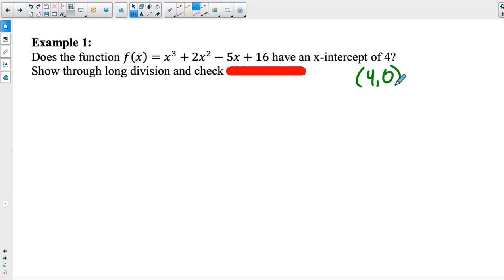For (4, 0). That's what an x-intercept of 4 would be. Now it's asking us a question. It's not stating that as a fact. It's saying, is that an x-intercept? Okay, so we're going to find that out.